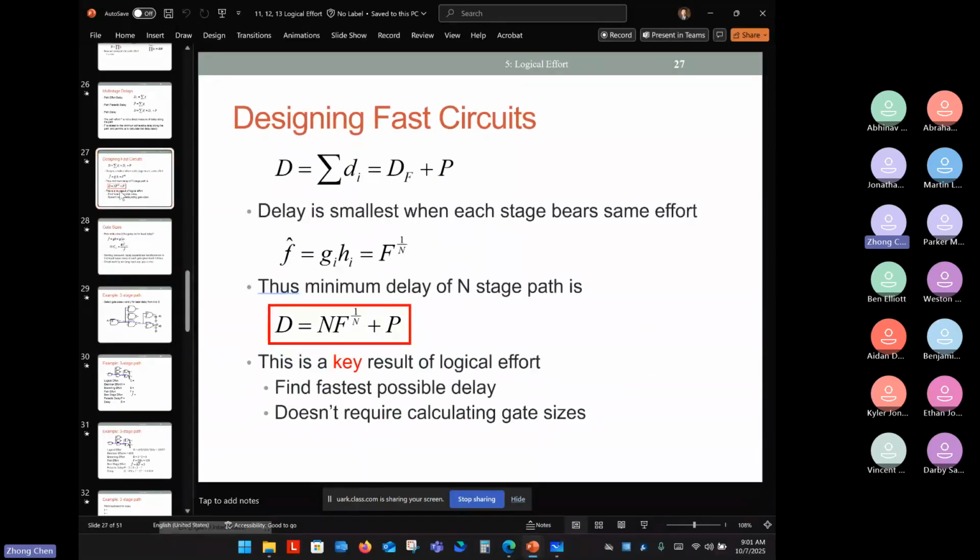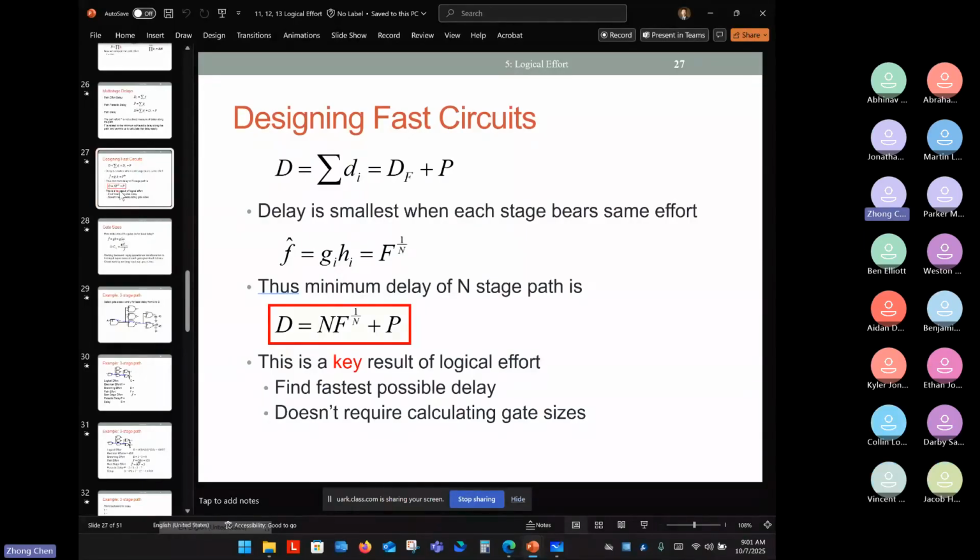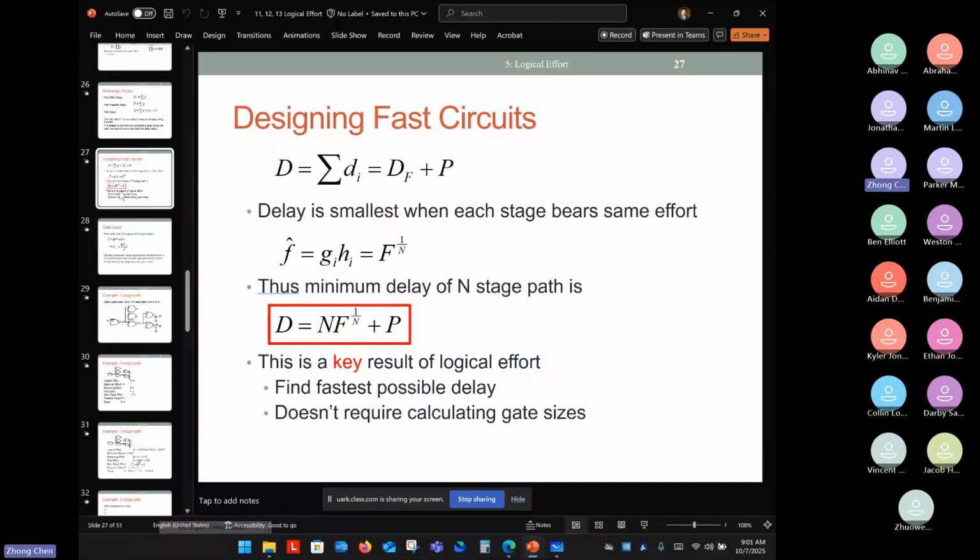So last class, remember we went through this very important equation, right? In order to calculate the delay, the best delay, if you try to design the fastest circuit with the least amount of delay time, this is the conclusion. This is the most important message that we wanted to deliver in the last class.